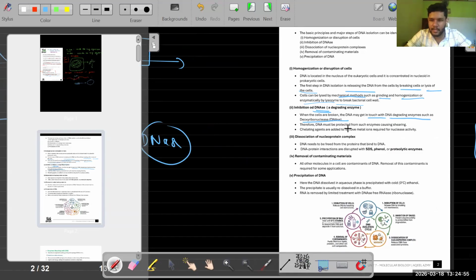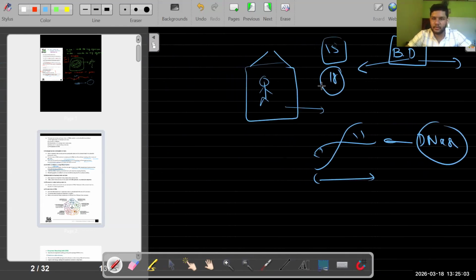agents are added to remove metal ions required for nuclease activity. Chelating agents. Now here, chelating agents are similar to this: he has no friends, so he goes in search of friendship, in search of a shoulder where he can lie and share some feelings. That is why he is exposed to these bad influences. So if he has a good friend, will this good friend leave him to be influenced by these bad influences? No, right? He won't let him go into that bad influence's trap.